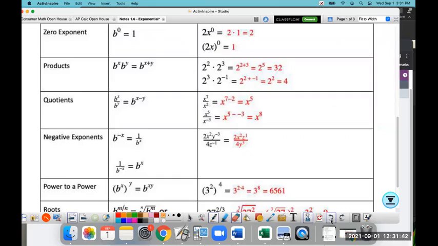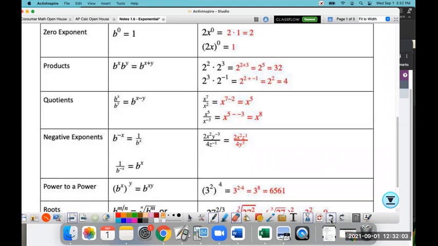Then we have our products. So if you were multiplying the same base, you add their exponents. So like 2 to the power of 2 times 2 to the power of 3, I would add their exponents. And you would do that even if the power is negative. If you are multiplying those bases, you add the exponents.